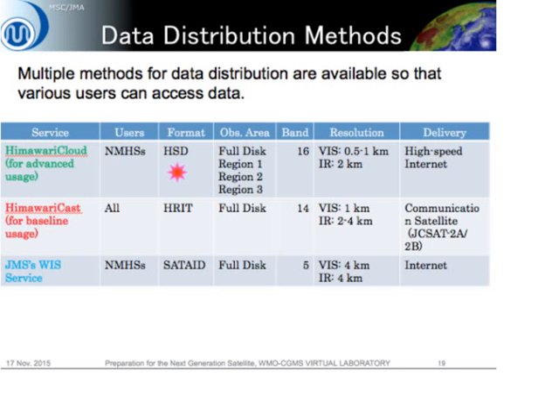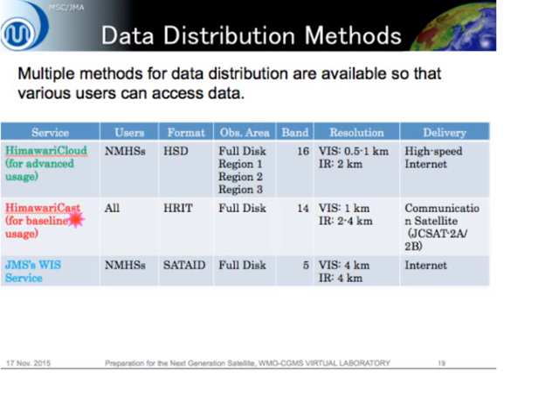This is a service for advanced usage of NMHS. It is a National Meteorological Hydrological Services. Since a huge amount of data is distributed, high-speed internet environment is required for users.